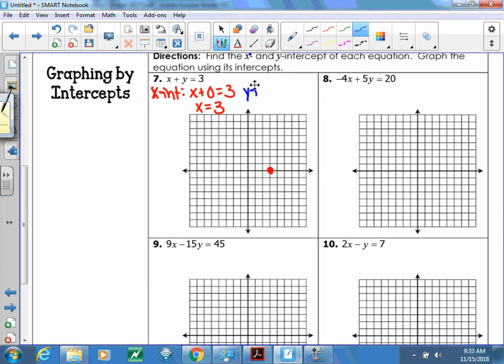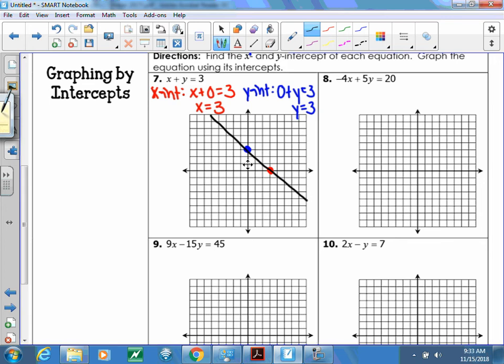For my y-intercept, we're going to set x equal to 0, so 0 plus y is equal to 3. Well, that right there is also telling me that y has to be 3. So 1, 2, 3, and there's my point. I now have 2 points, and so I can go ahead and draw my line through those 2 points.